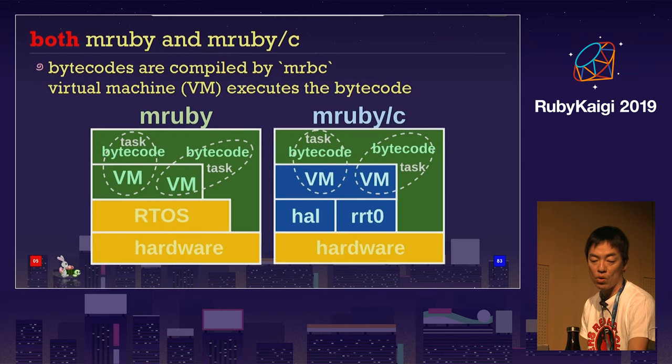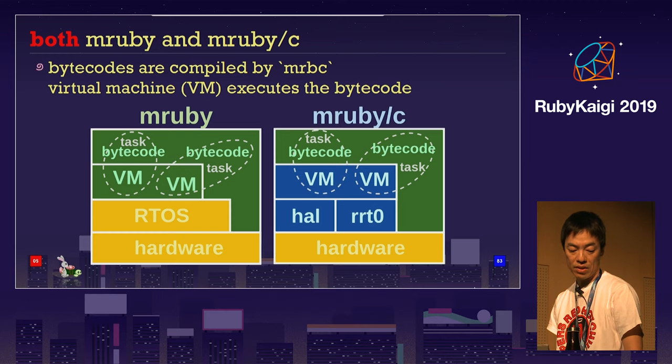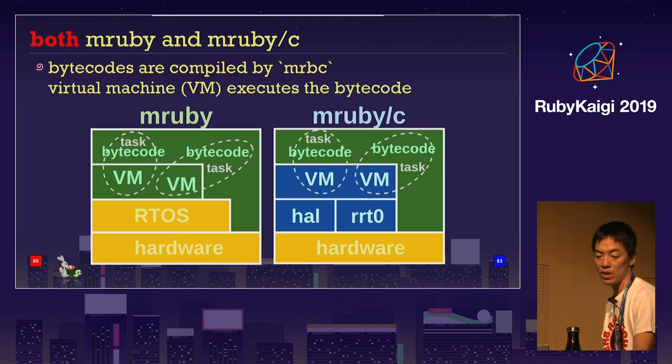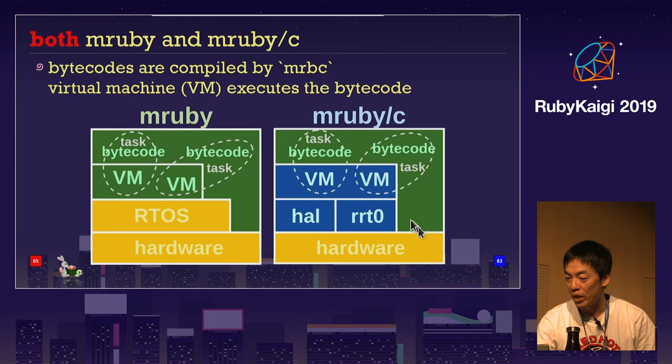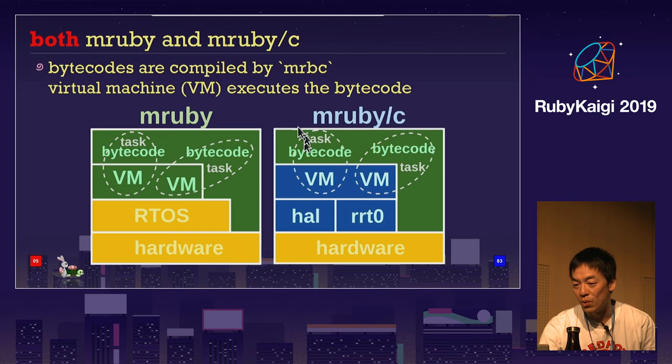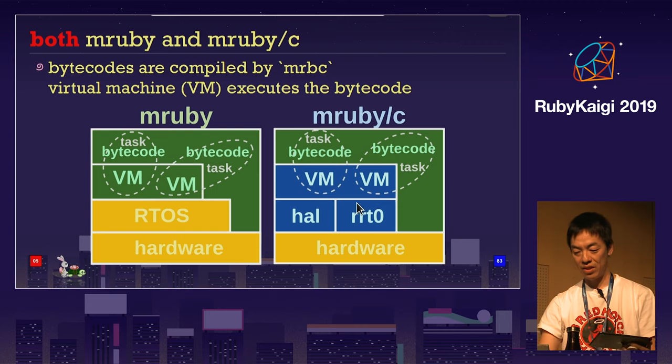This diagram shows the basic component stack when they run on the microcontroller. mruby and mruby/C use the same bytecode compiled by the mruby compiler. The green colors indicate that each bytecode is exactly the same, literally the same. But the blue area is different. I'll talk about it later.